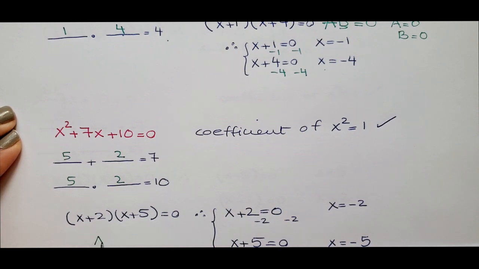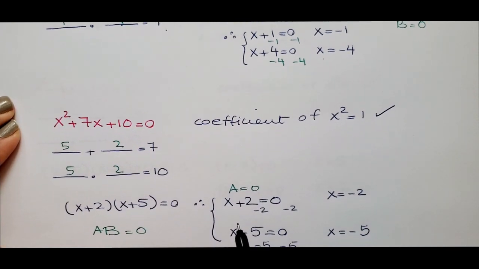Again, a times b is equal to 0. That means either a is 0 or b is 0. Okay, so from here, x plus 2 is 0, so I added negative 2 to both sides to get rid of the plus 2 and isolate the x. So the final answer would be negative 2. In the second one, I add negative 5 to both sides to isolate the x, and the final answer would be x equal to negative 5.